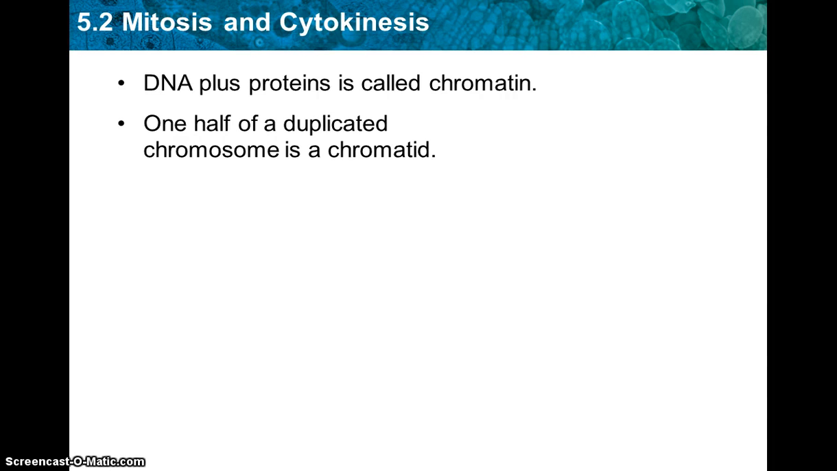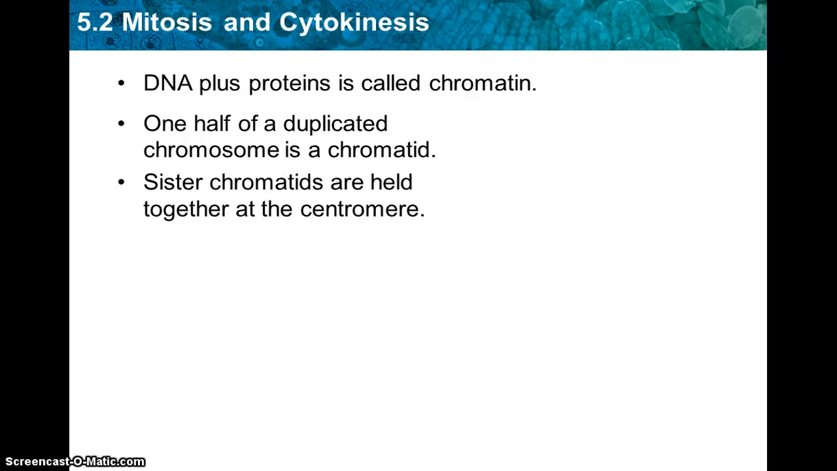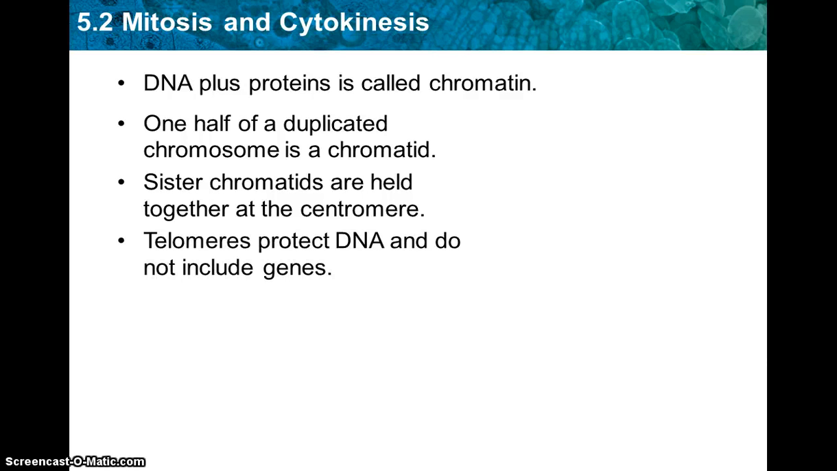So DNA plus proteins is called chromatin. Tin as in tin. The next, half of the duplicated chromosome is called a chromatid. So that means if we cut it in half, that's going to be the chromatid. Sister chromatids are held together by the centromere, which is going to be right in the middle. Telomeres protect DNA and do not include genes, and that's going to be at the end of it.